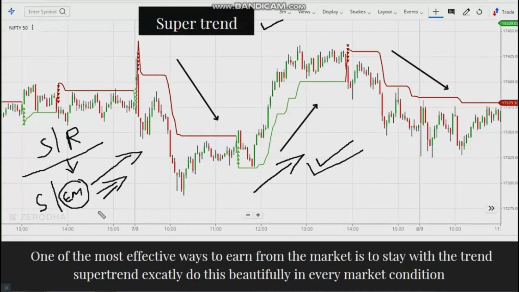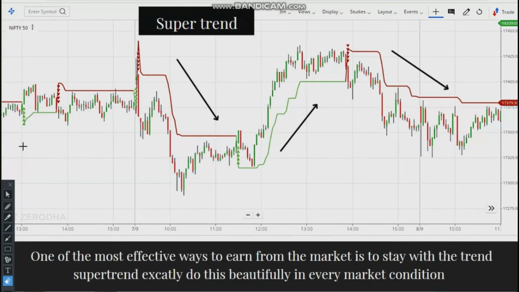One of the most effective ways to earn from the market is to stay with the trend. Supertrend does exactly this beautifully in every market condition. Here I have taken one chart explanation for you. This is the Nifty 50 indices chart, and we are talking about the 3 minutes time frame.